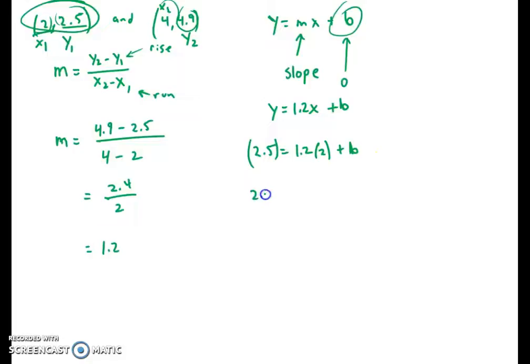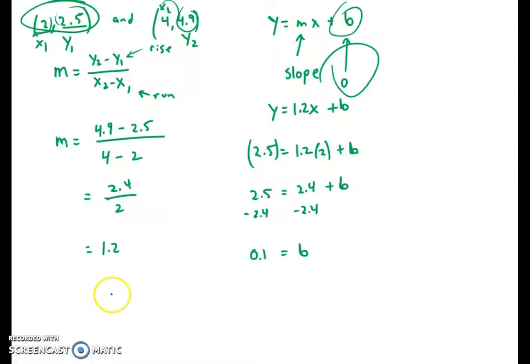Now if we do this, what do we get here? 2.4 plus b. Subtract 2.4 from both sides, and I'm left with 0.1 is equal to b. So pretty close to that 0 value that we were able to determine just by reading the graph.